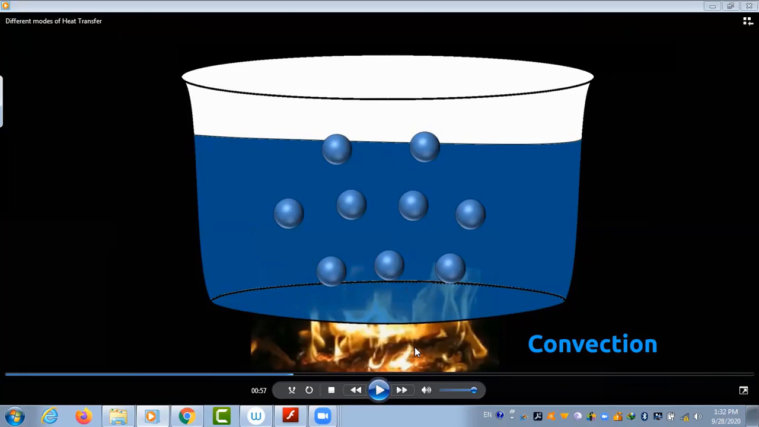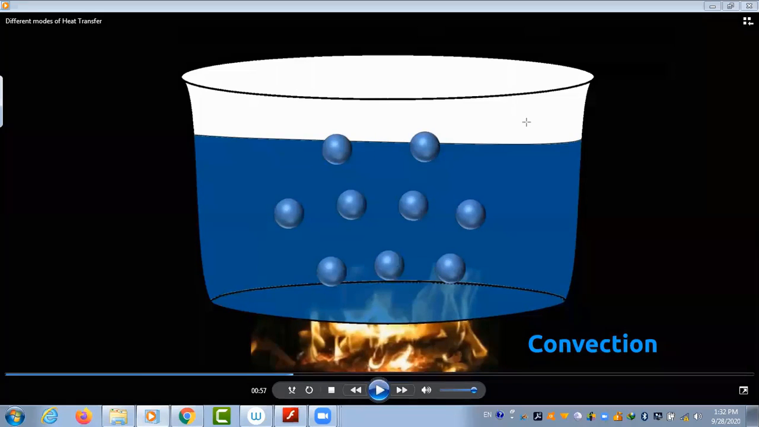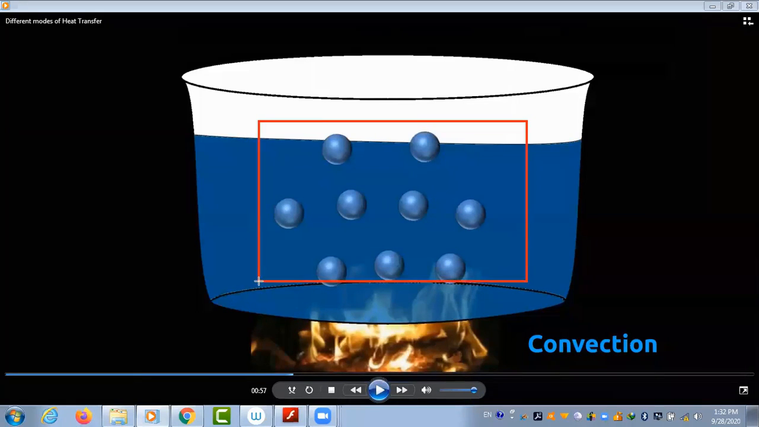Now the fire comes, the thermal energy comes from the fire to this pan. Then it transfers to the water. But how does the thermal energy transfer between water particles? So now we are going to talk about only the particles of water. What happens inside the particles of water? What is happening inside the water itself?